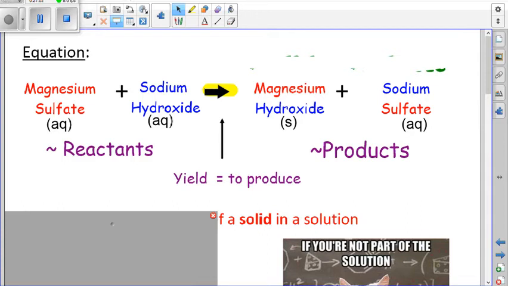So let me read this left to right in a chemistry fashion. Aqueous magnesium sulfate will react with aqueous sodium hydroxide to produce solid magnesium hydroxide and aqueous sodium sulfate. So I just read that like a sentence going across there. That's what we are writing in this equation.